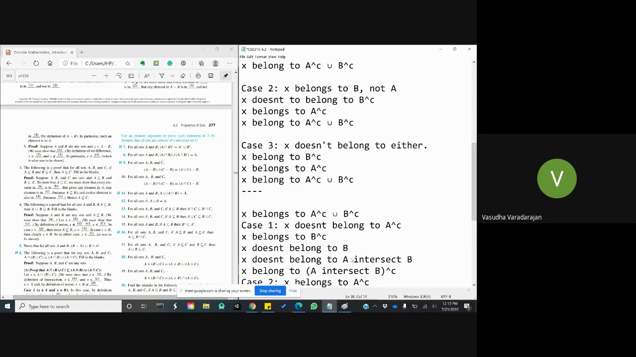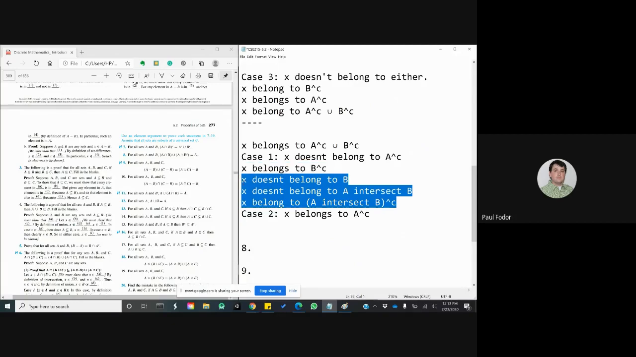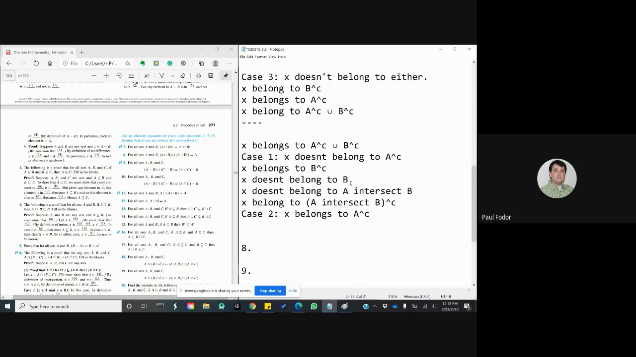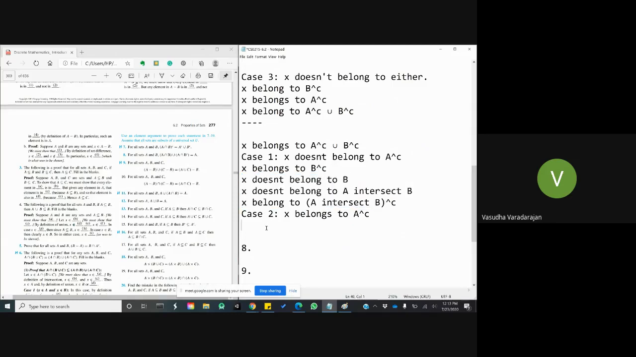Excellent. So we repeat the same thing for the other argument. Should I do that? Basically, you can just copy it from above. X doesn't belong to B, like the last three lines, and no, just those three lines, and then change B with A. Okay, change A. It doesn't belong to A intersect B, and so this. Yeah. Exactly. Any question?